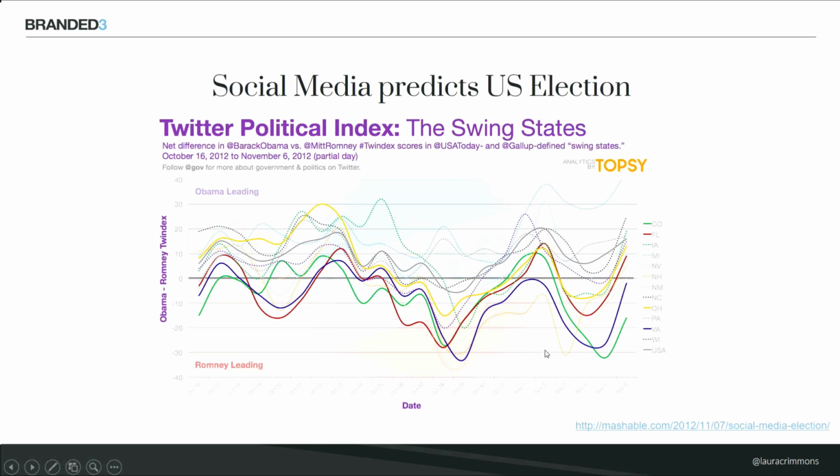An example of that, so this is kind of an old one, but I thought I'd put it in because obviously we are in the middle of the US election again at the moment. And this was done by Topsy, who do various social analytics as well. This was covered on Mashable. And this was looking at whether social media, Twitter in particular, could predict the outcome of the US election. So this is showing where Obama's leading in terms of the various swing states and where Romney was leading right up until the day of the election.